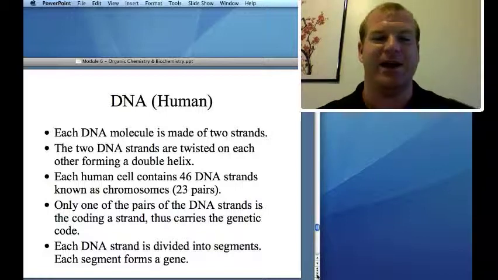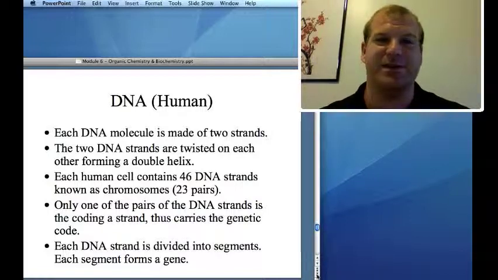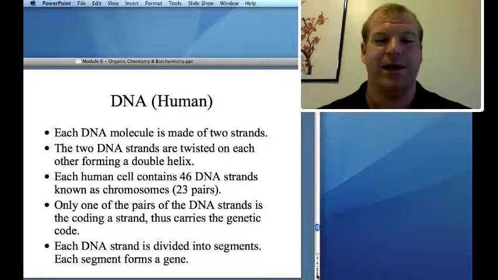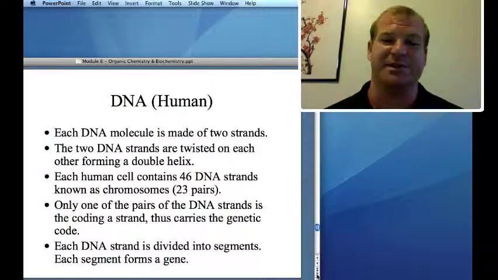So let's talk about human DNA. Each DNA, we have 2 strands, but this is relatively uniform. This is uniform for everything, but there's 2 strands, and they're twisted to form a double helix. And you've probably seen this before. And we have 46 DNA strands known as chromosomes, or we have 23 pairs of chromosomes. So the idea is that DNA sequences, the different ones, make up genes, a series of genes, and genes make up the chromosomes. And one of the pairs of DNA is the coding, the other one is a backup. And these segments of the DNA strands, we call them genes, so G-E-N-E-S.